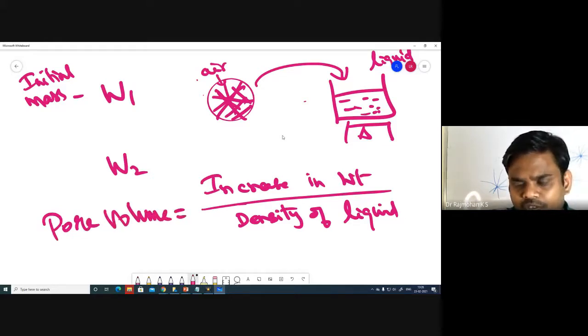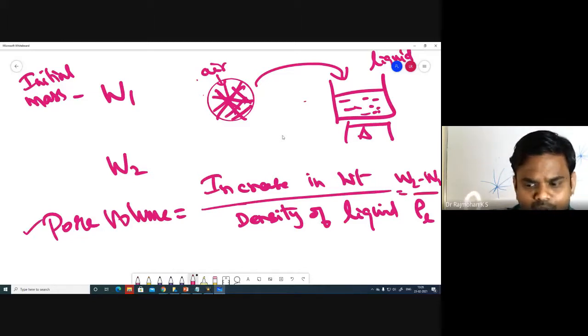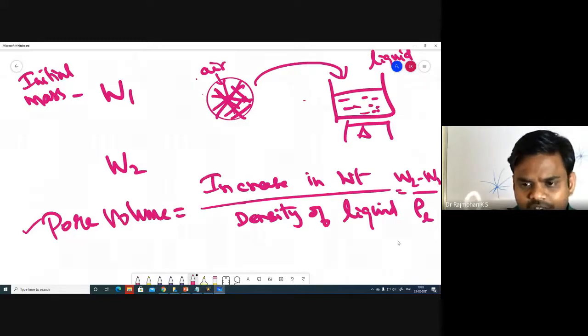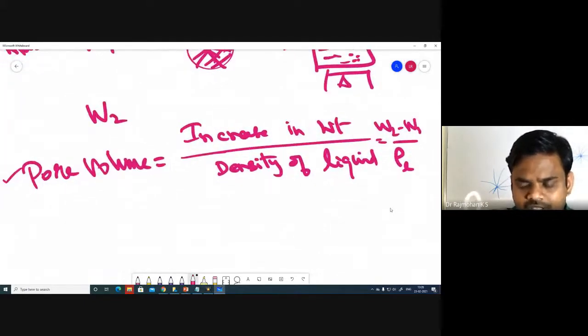Because the pores are filled with the liquid, we are dividing by the density of the liquid. So the increase in the mass is W2 minus W1, and by that way we can determine the pore volume. There are other experimental methods available, like BET surface area determination. Several methods are available, which you will learn in the catalysis course or in chemical reaction engineering too.